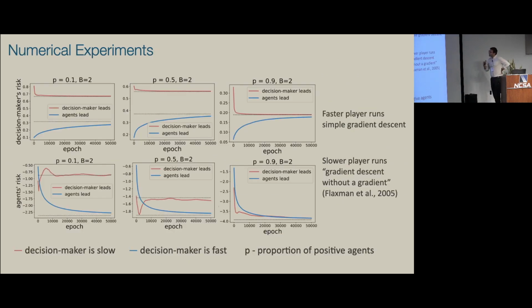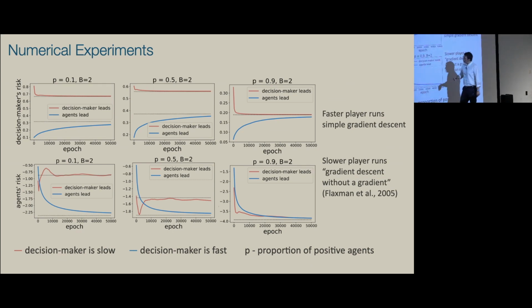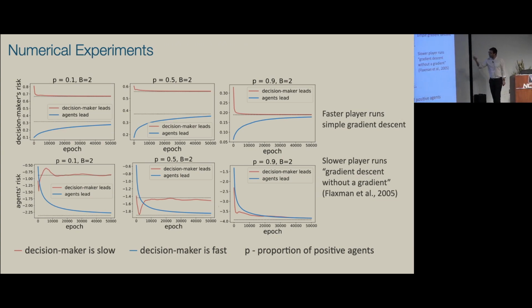So just to show you that this actually works, the faster player is just going to run simple gradient descent. The slower player is just going to run gradient descent without a gradient. So this is your online convex optimization algorithm. You can see that, depending on whoever is faster, they converge to a Stackelberg equilibrium with different payoffs. And these are under different conditions in that logistic regression example.